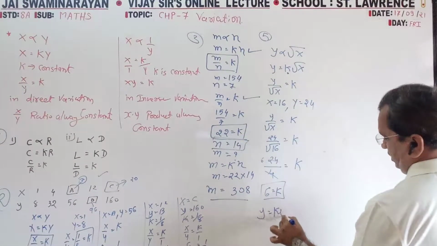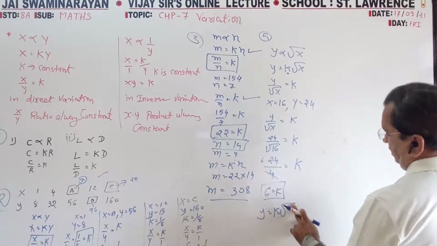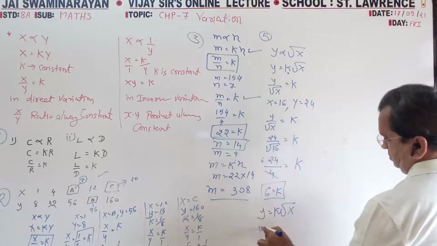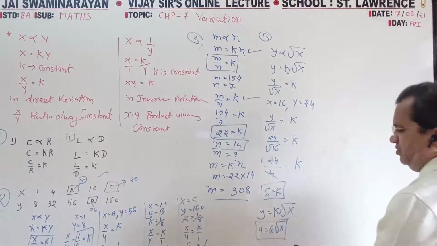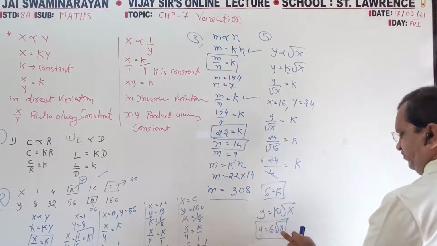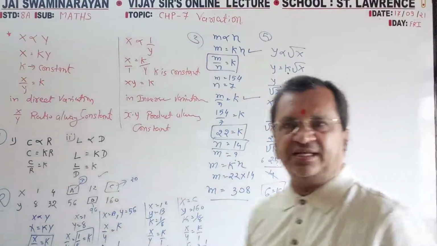That again you have to substitute here. Y is equal to K root X. Y is equal to 6 root X. If Y is given, find X. If X is given, find Y. Like that.